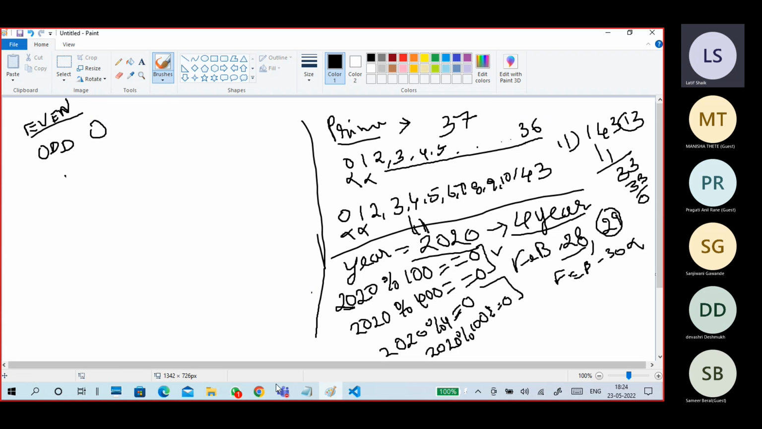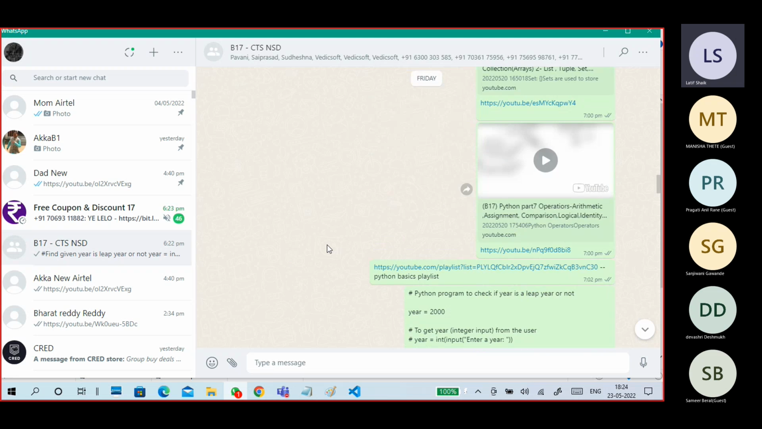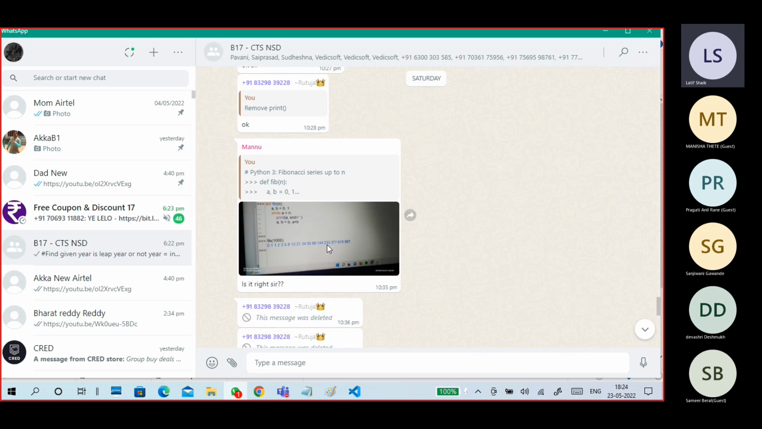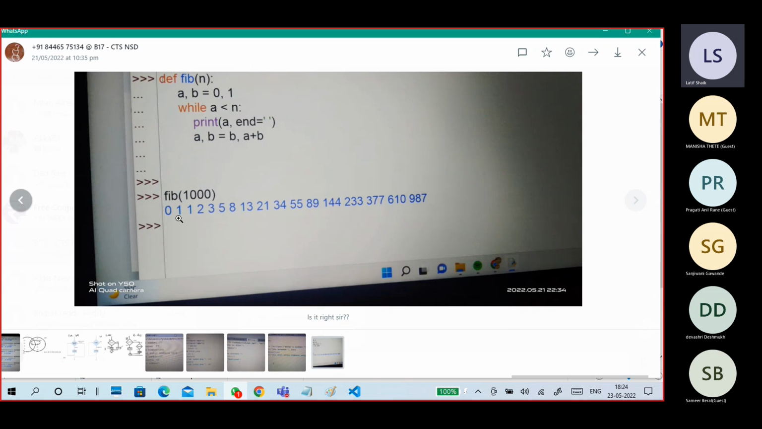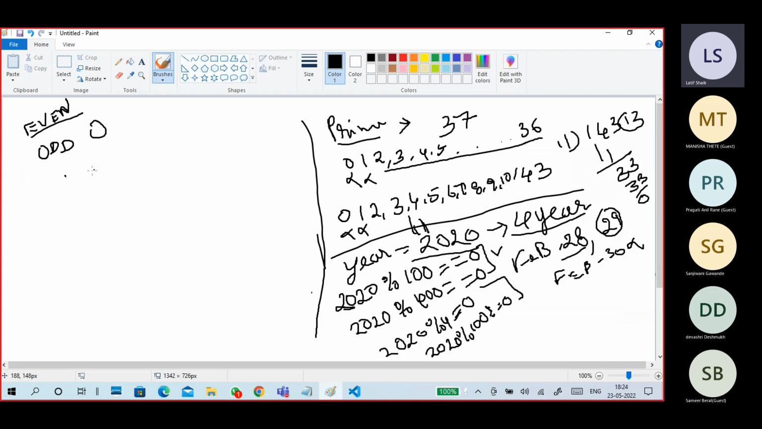Someone answered correctly. So take an output and understand from it. She got an output: 0, 1, 1, 2, 3, and so on. This is the original output. The Fibonacci series is like this. The first one is 0. The next one is 1. 0 plus 1 is 1. 1 plus 1, 2. 1 plus 2, 3. 2 plus 3, how much?